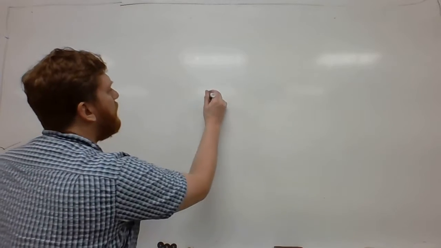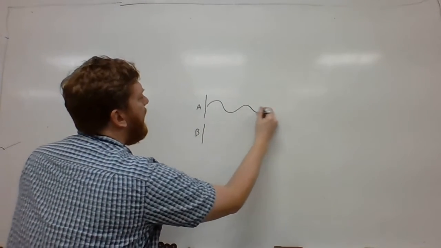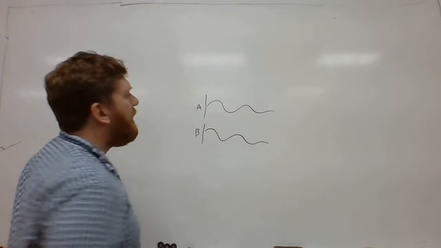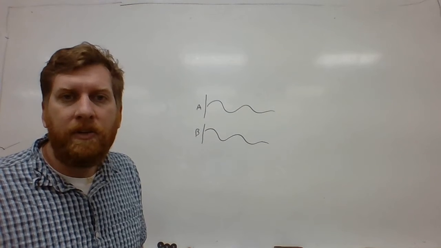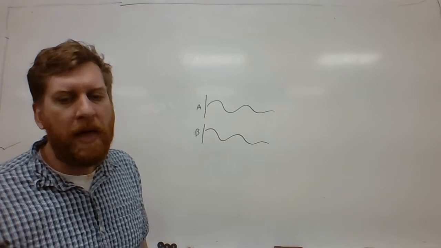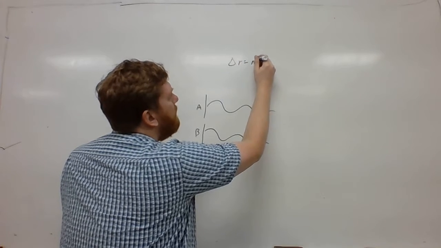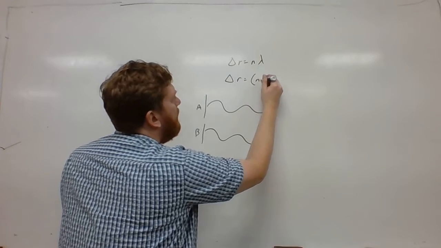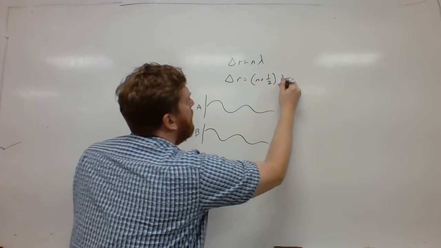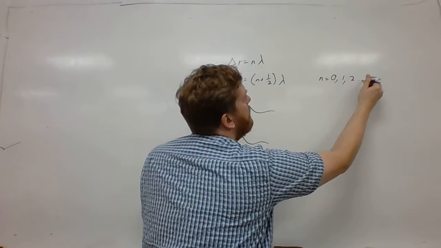So if I have two speakers, we could call it A and B. If they're in phase and they're next to each other, they're always going to be constructive interference. We know that because I gave you equations. This equation is for constructive interference, and this equation is for destructive interference, where n is equal to 0, 1, 2, and so on.